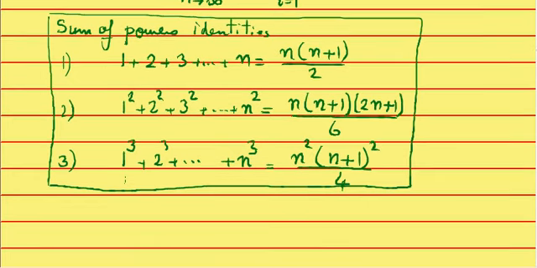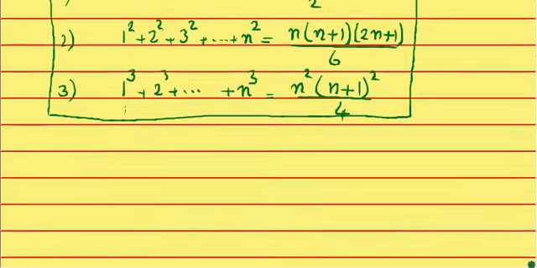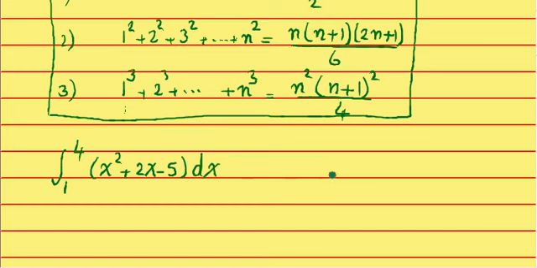Now how do we proceed? We take our function. Let me rewrite it again. We were interested in the integral from 1 to 4 of x squared plus 2x minus 5 dx. So what's my a? A is the starting point. What's my b? It's the ending point. What's my delta x? b minus a over n. So that is 3 over n.